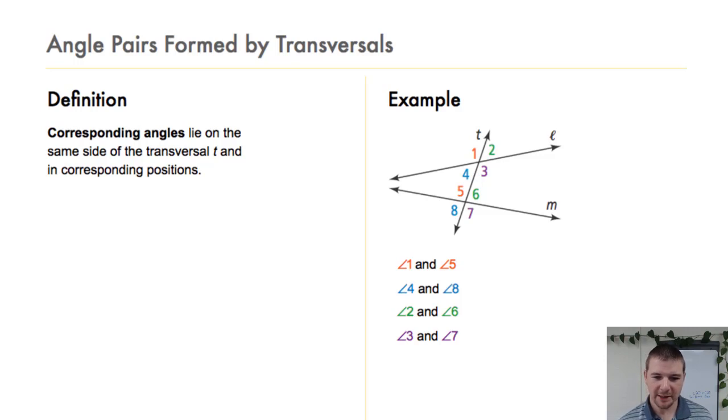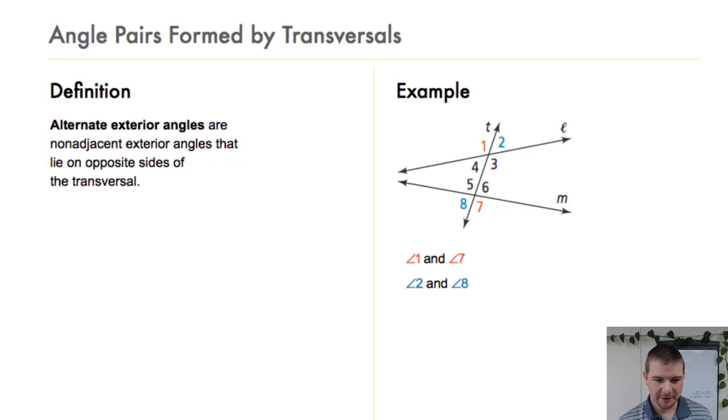2 and 6, similarly, top right, and then 3 and 7 would be the bottom right in each of their respective groups. Alternate exterior angles are non-adjacent exterior angles that lie on opposite sides of the transversal. In this case, 1 and 7 form alternate exterior angles, as do 2 and 8.